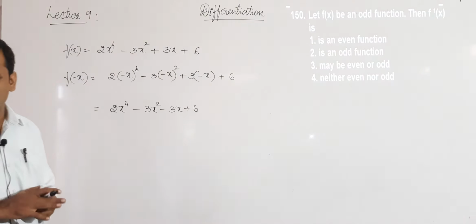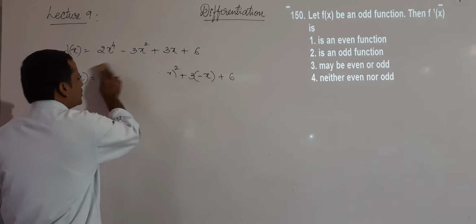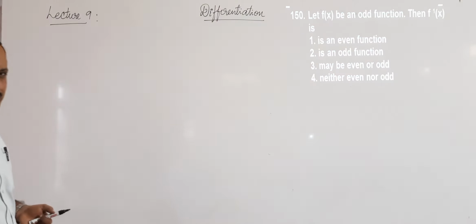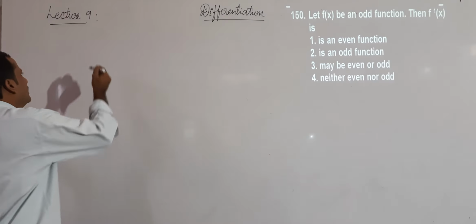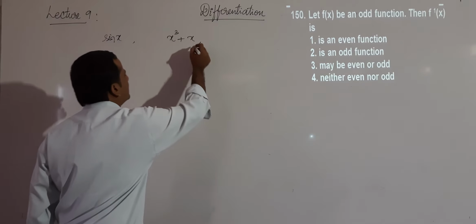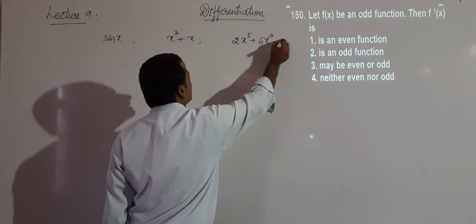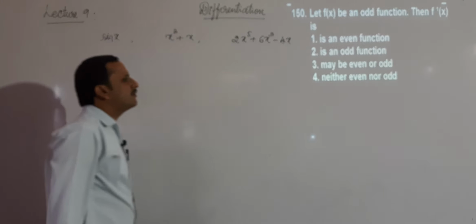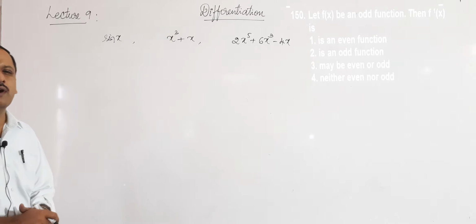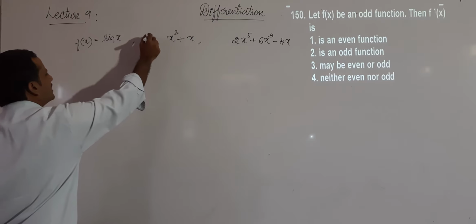Okay. So now here the question is, if f of x is an odd function, then what happens to f dash of x? Okay. So for this, let me take some examples of odd function. When I say odd function, I can think of sin x, x cube plus x, 2x power 5 plus 6x cube minus 4x. These are few examples for odd functions. Now if I differentiate them, what happens? Let us see. Okay, this is f of x.